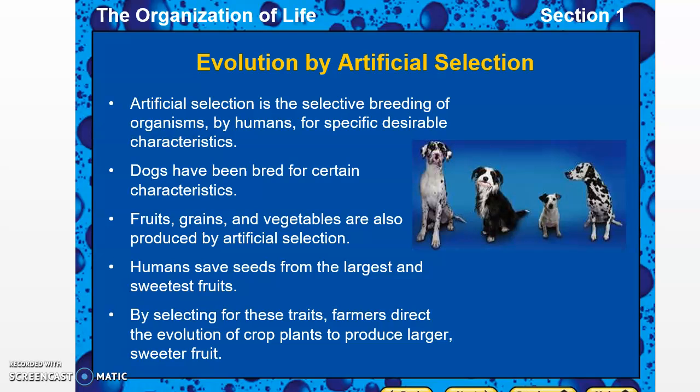What humans do is they save the seeds from the largest, sweetest fruits because those are the traits that you want in fruits and vegetables. You want them to be sweet fruits. Sometimes now they breed them to not have seeds. Okay, but when the farmers select these traits, that's a process that we call artificial selection. It doesn't happen naturally. Humans create it.